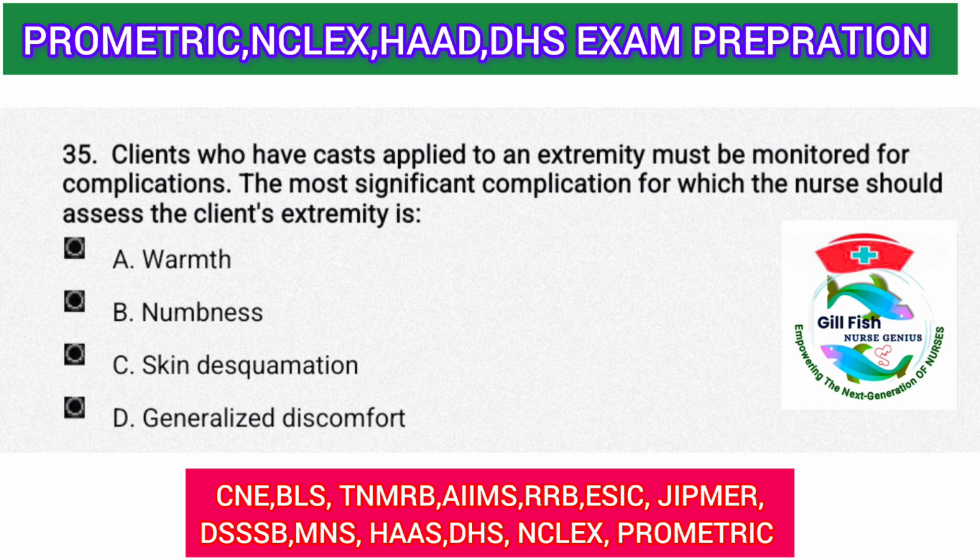When you assess, what will happen is decreased blood circulation. So that is why you have to check the color of the skin. A bluish color will be there, and numbness and a tingling sensation, because of the decreased blood circulation to the particular area. So that is why option B, numbness, is the correct answer.